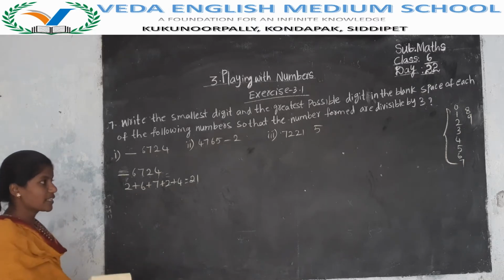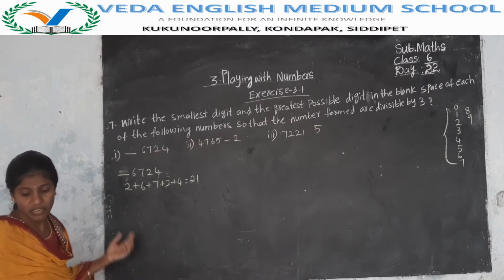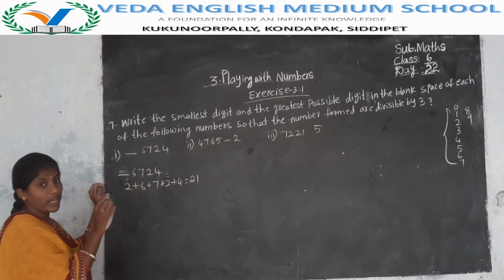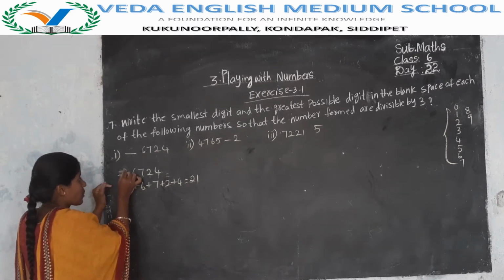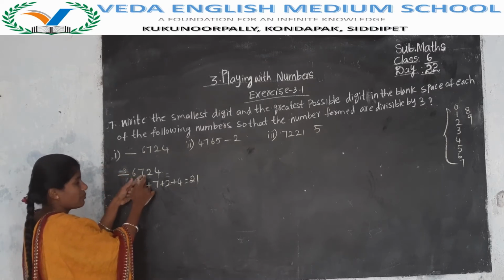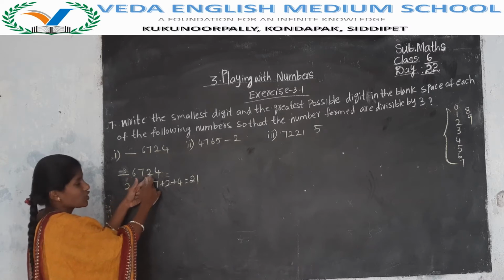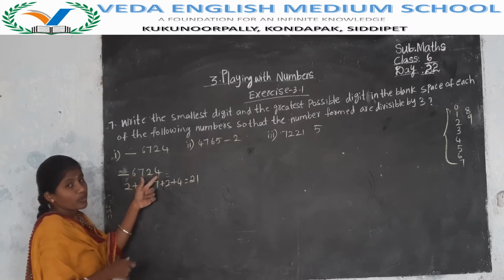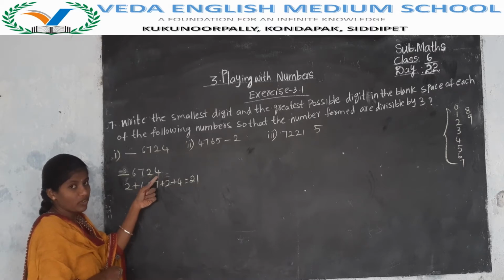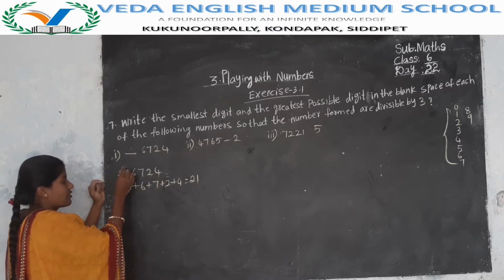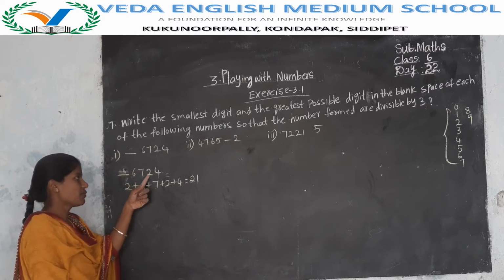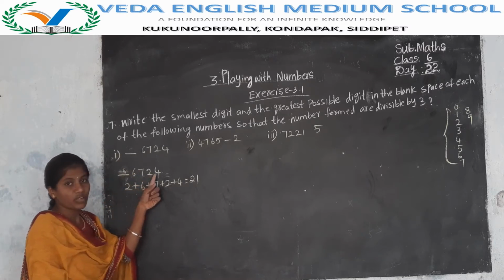Next, 2 has been completed. Now we will try with 3. If you write 3 here: 3 plus 6 is 9, 9 plus 7 is 16, 16 plus 2 is 18, 18 plus 4 is 22. Is 22 divisible by 3? No, not divisible. So 3 is not our answer. After 3 the next number is 4: 6 plus 4 is 10, 10 plus 7 is 17, 17 plus 2 is 19, 19 plus 4 is 22.